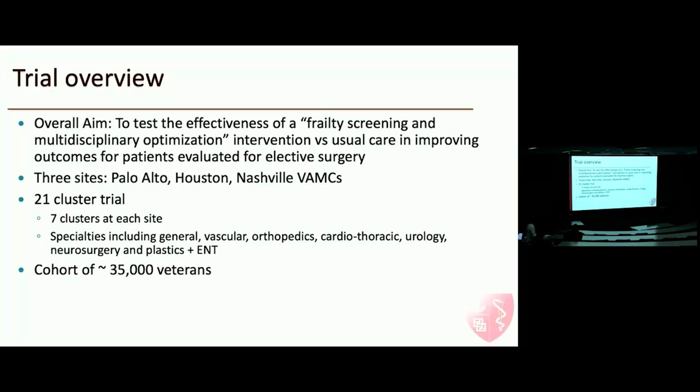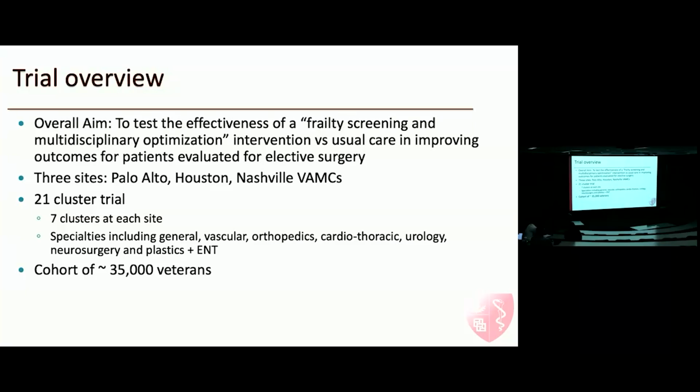That question keeps coming up: what if we just look at post-surgical outcomes, what about the patients that were too frail to even have surgery? So we will address that. We designed it as a 3-site trial, but 21 clusters. Palo Alto, Houston, and Nashville VAs are a part of this, but each site has 7 clusters.